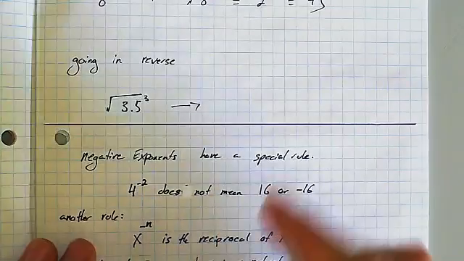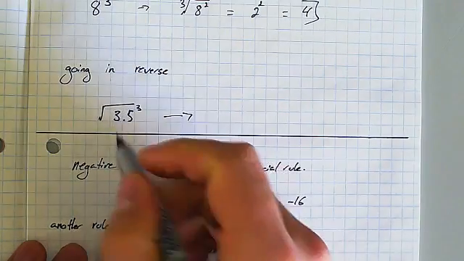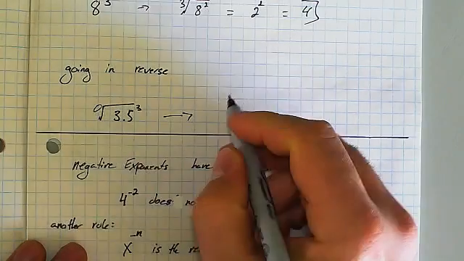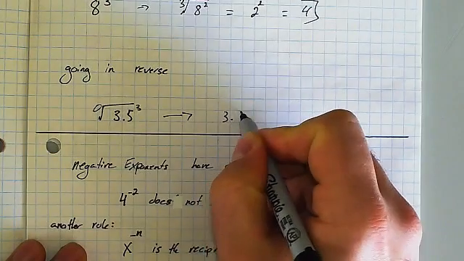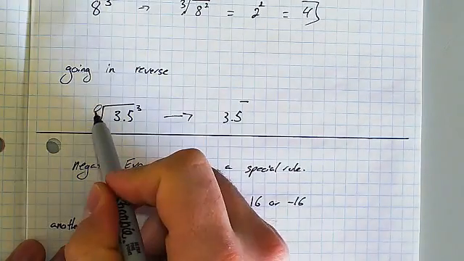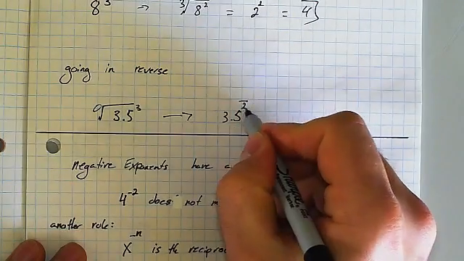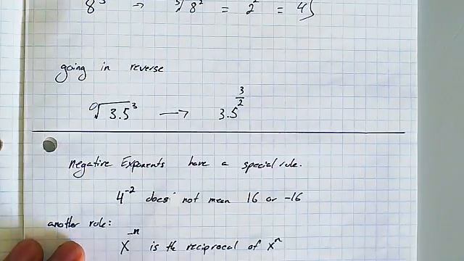If we want to go in reverse, it's basically the exact process, just backwards. So we're going to take whatever is in front of your root and take the base number. So we're going to have 3.5. It's going to be a fraction. We know the denominator is 2, and the numerator is 3.